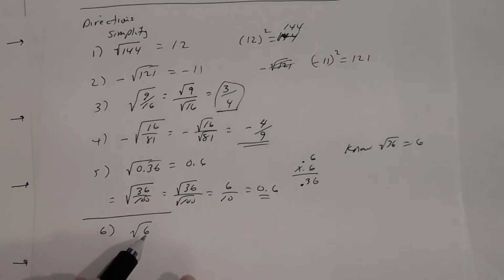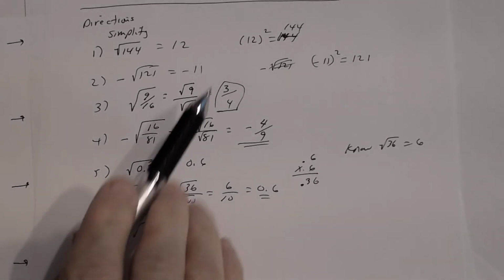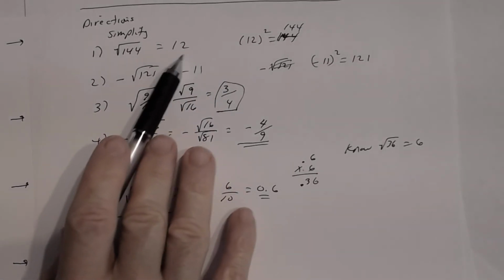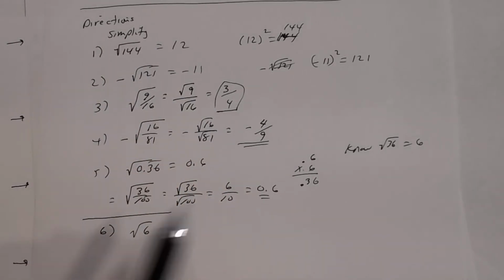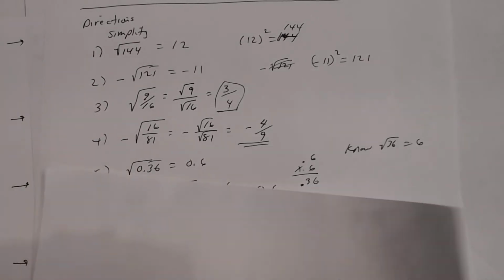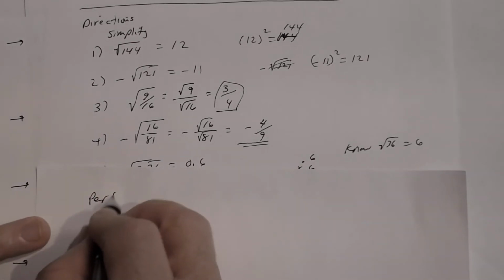What about this? What whole number times itself is 6? 1 times 1 is 1. 2 times 2 is 4. 3 times 3 is 9, and so on. There is no whole number times itself that's 6. Now you may say, well, why were these whole numbers? Those were whole numbers because these were perfect squares. So remember your perfect squares. I'm going to go ahead and write this here.